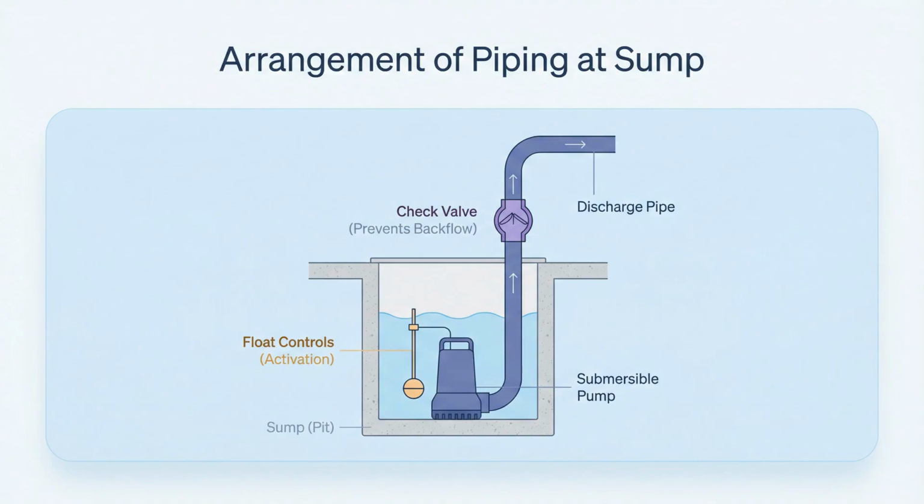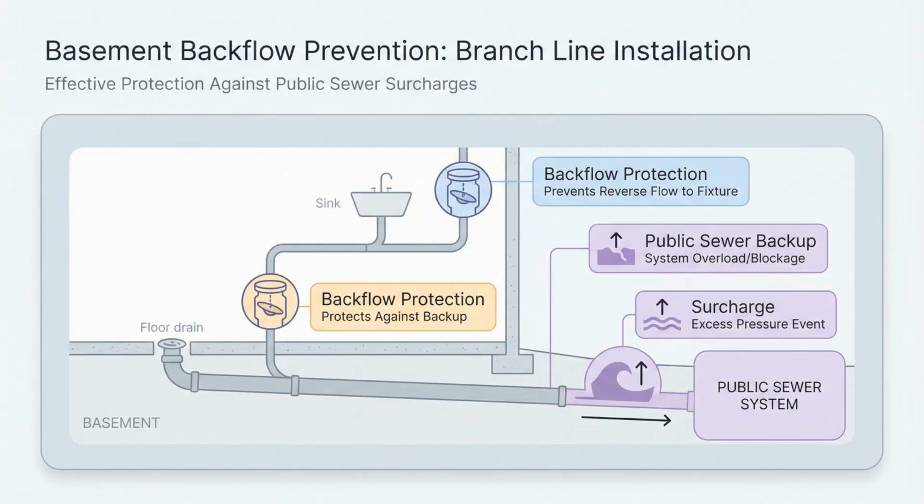If you don't have automatic float controls, your sump pit needs to be big enough to hold the entire maximum inflow expected in a 24-hour period. That is a massive tank. If there's a risk of the public sewer backing up, what we call surcharge, you need protection.